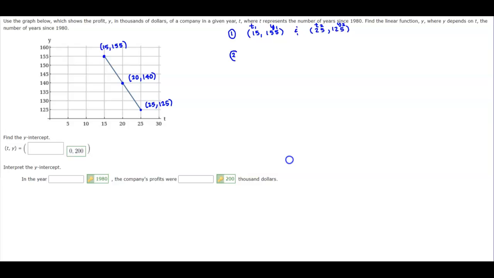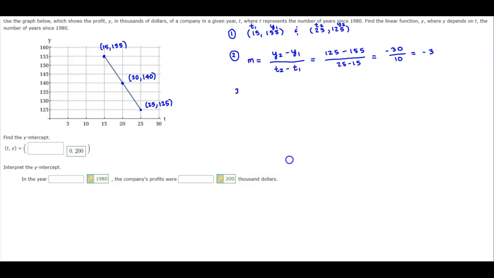The first thing we want to do is find the slope. The slope is going to be Y2 minus Y1 over T2 minus T1. So that's 125 minus 155 over 25 minus 15. 125 minus 155 is negative 30, and 25 minus 15 is 10. So that gives us a slope of negative 3.